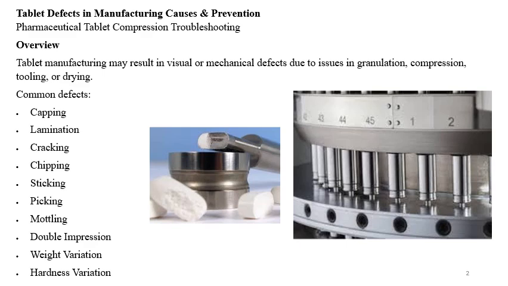So all these defects are related to the lubricated blend, composition, manufacturing process, material properties, then compression machine, tooling, and the process parameters. So all these are required to be understood. The common defects of the tablet formulation are capping, lamination, cracking, chipping, sticking, picking, mottling, double impression, weight variation, hardness variation. You can also add some other defects to your list, and then you can make notes on that manufacturing defects, their causes and prevention.